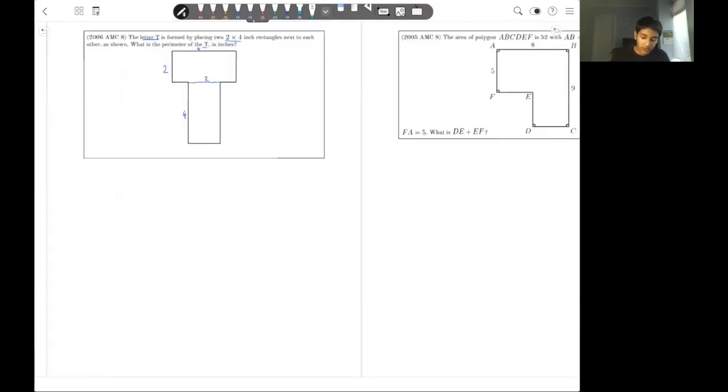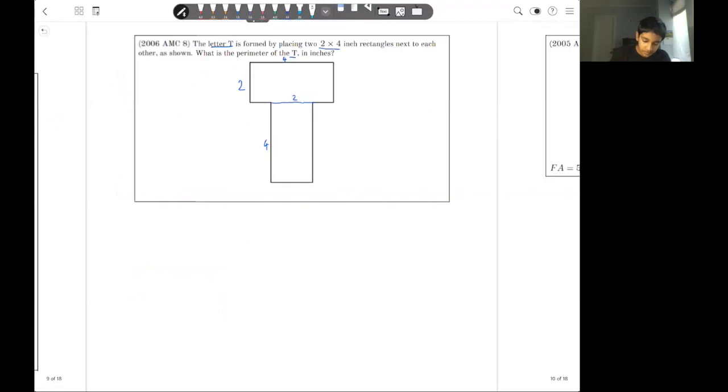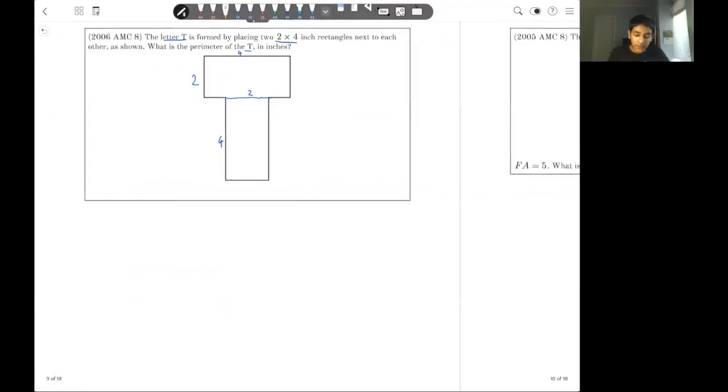Okay, so continuing on with this problem. Imagine that they were not together. Imagine that they're just 2 separate rectangles. Then what is their perimeter? Well, the perimeter of one of the rectangles is just 2 times 2 plus 4. So that's just the perimeter of one of the rectangles, which is 2 times 6, or 12. And both of the rectangles are going to have a combined perimeter of 24. Right?